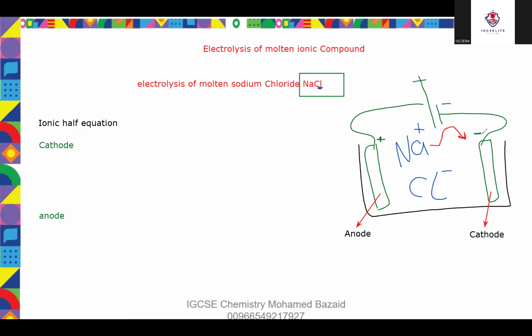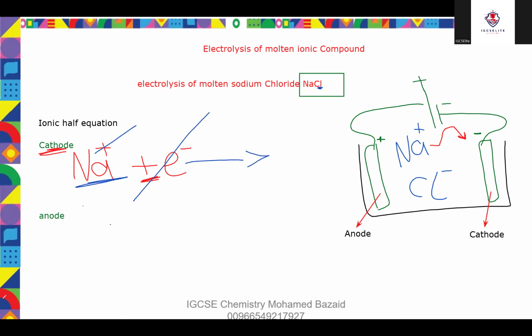Cathode is a negative. It means it's rich in electrons. So at cathode, there is Na+ plus, always at cathode, write plus, how many electrons? Look, here you have a positive charge, so plus 1 electron. What will happen? Cancel this electron with this positive charge. So now you have Na at cathode. Sodium will form.